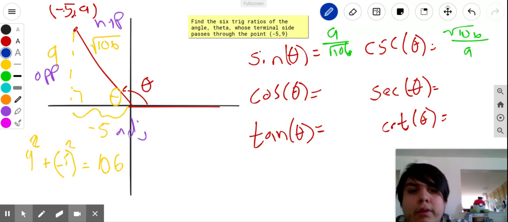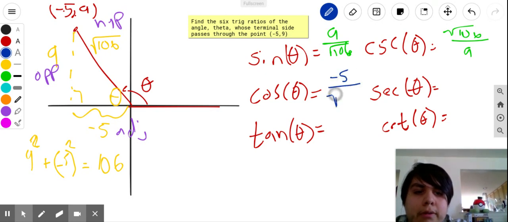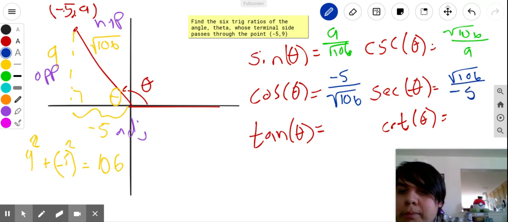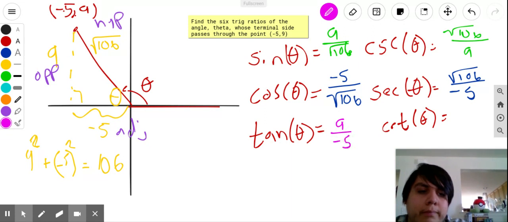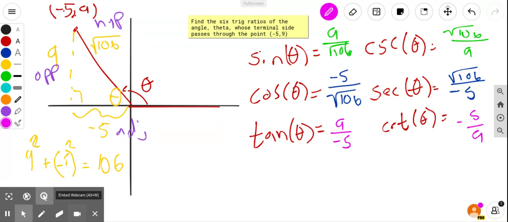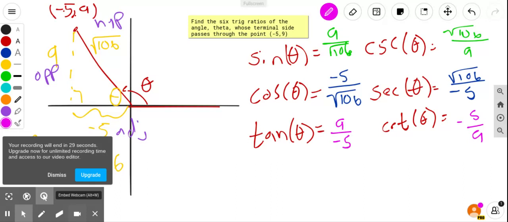If I'm talking about the cosine, then that's the adjacent divided by the hypotenuse. And secant is the reciprocal of that. So that's all I have to do. And last but not least, we have tangent, so that's opposite divided by adjacent. So cotangent is the reciprocal of that. So that's all you have to do when you have a piece of information like that.